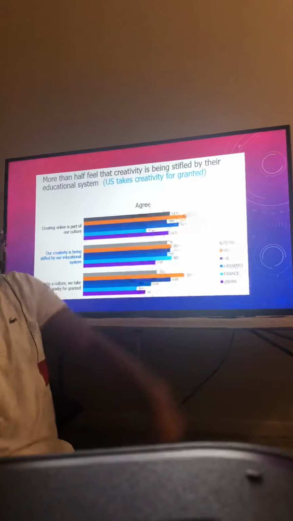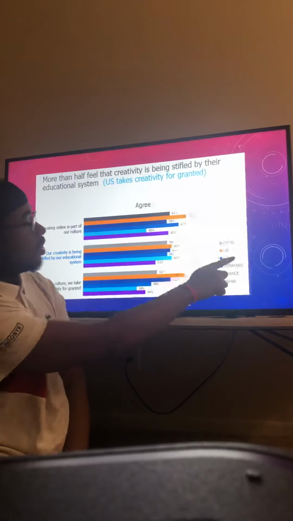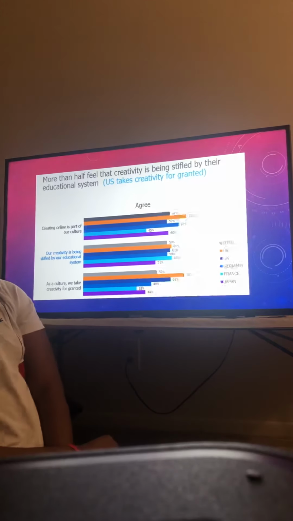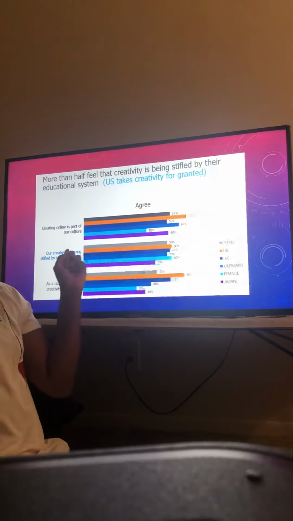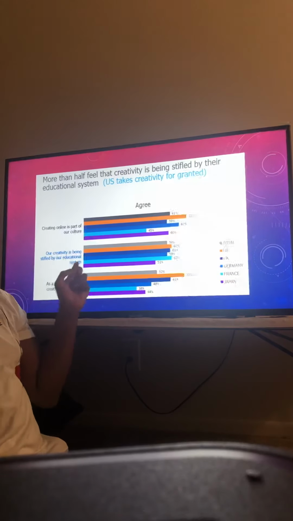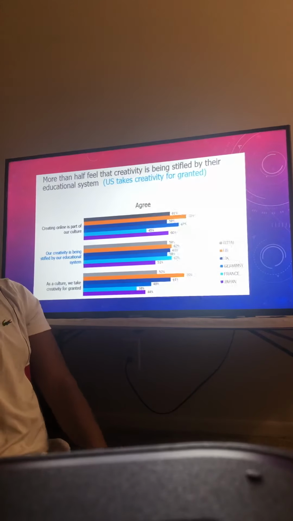Now, more than half feel that creativity is stifled by their educational system. This is from a US graph. So, we have the US, the UK, Germany, France, and Japan all here. The US is represented by orange, and our creativity is being stifled by the education system. At least 62% come from the US.